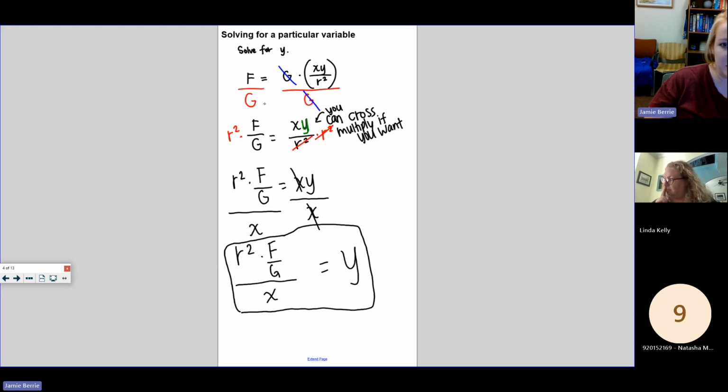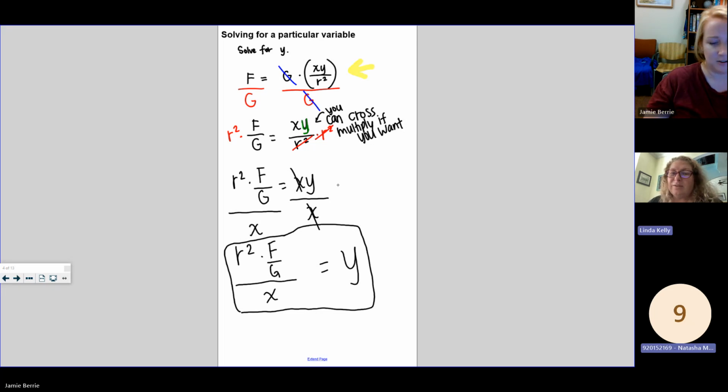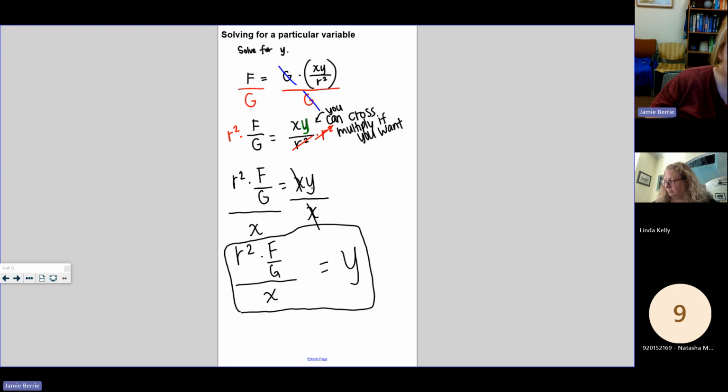Where do you feel like you got lost? Were you good when we divided by g at the beginning? For me, it was the R squared thing. Okay. So up until multiplying by r squared times f over g equals xy over r squared, then you multiplied both sides by r squared, which canceled that r squared from the bottom. So now you're left with r squared times f over g equals x, y. Mm-hmm. And then I'm lost.